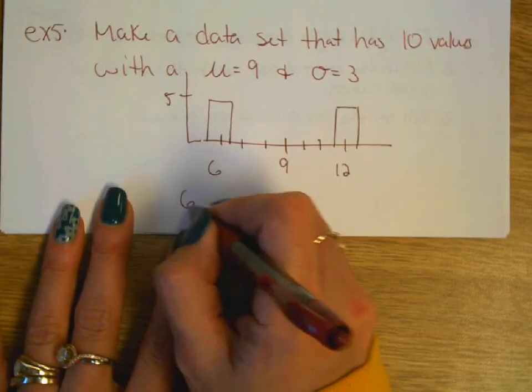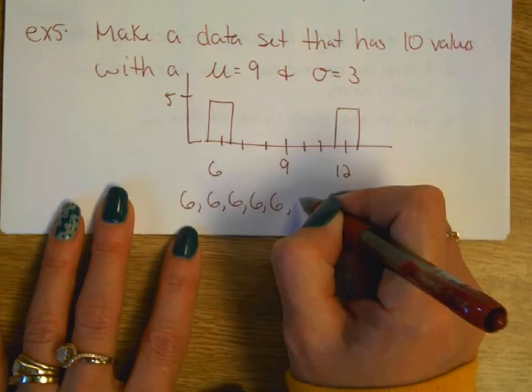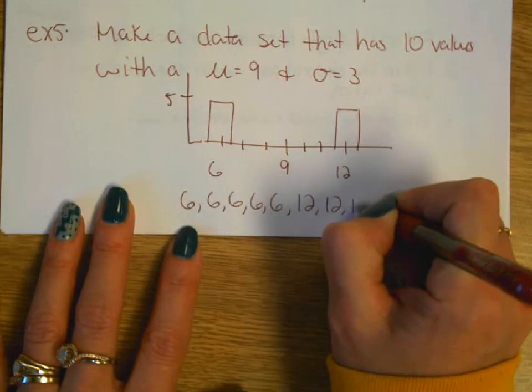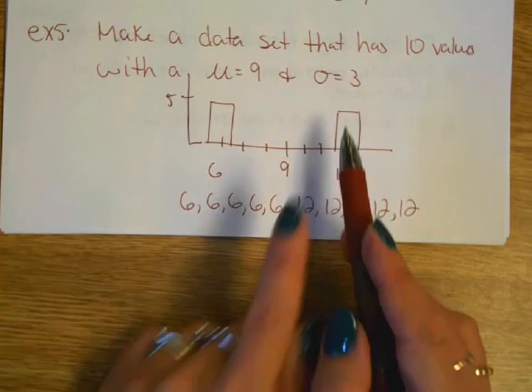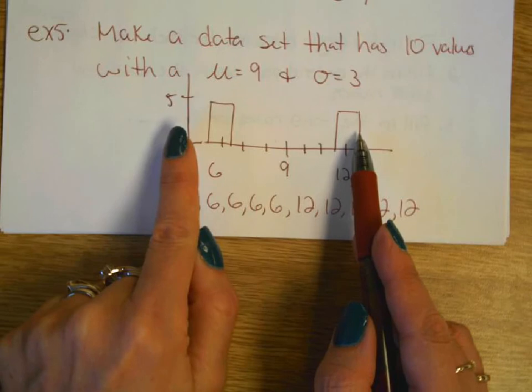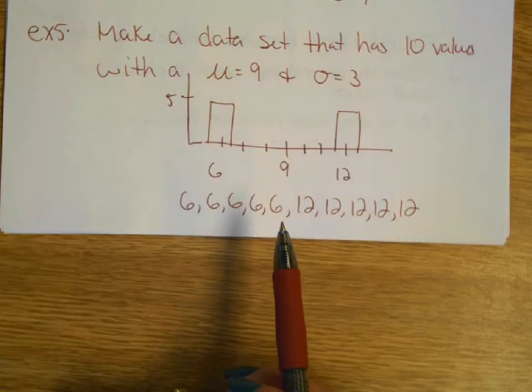So my data set would be 6, 6, 6, 6, 6, and 12, 12, 12, 12, 12. That's the easiest one, is to go exactly 3 away from your numbers, above and below, equal amount. That will make your average come out and your standard deviation come out.